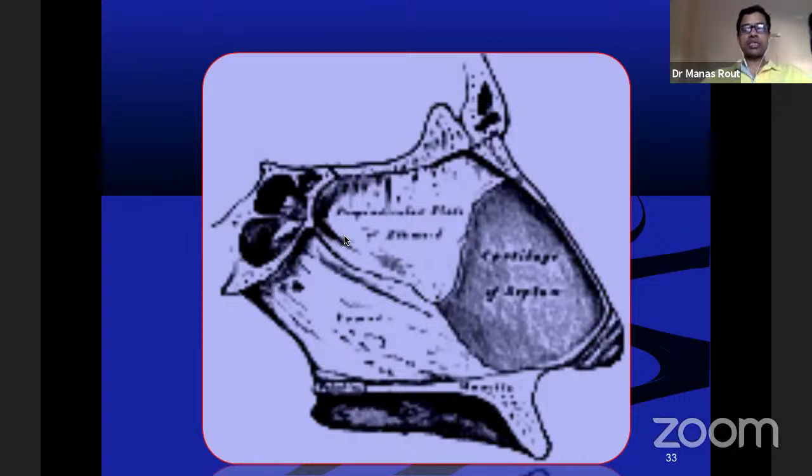Now posteriorly, it is the bony septum, and the major contribution is the perpendicular plate of the ethmoid, up to here. You can see the suture line. Below that is the vomer bone. These two give the major contribution to the bony septum. Apart from this, there are some minor contributions. Superiorly, the nasal spine of the frontal bone. Here this is the rostrum of the sphenoid, the maxillary crest, the palatine crest. All these have small contributions. Okay, so this is all about the nasal septum.